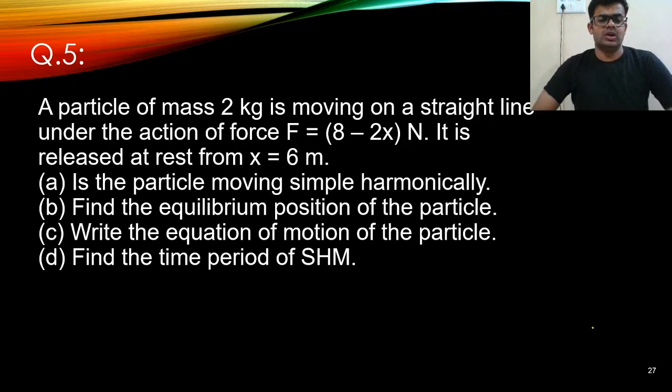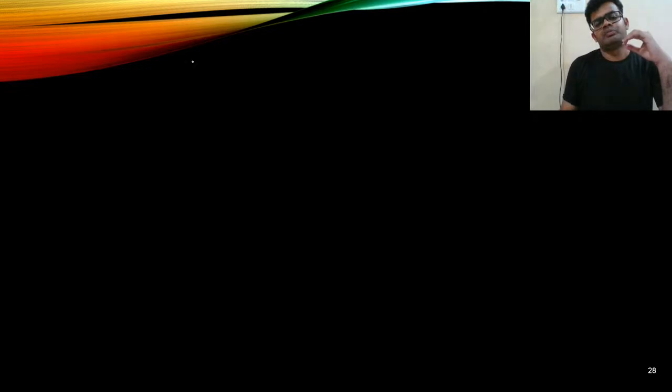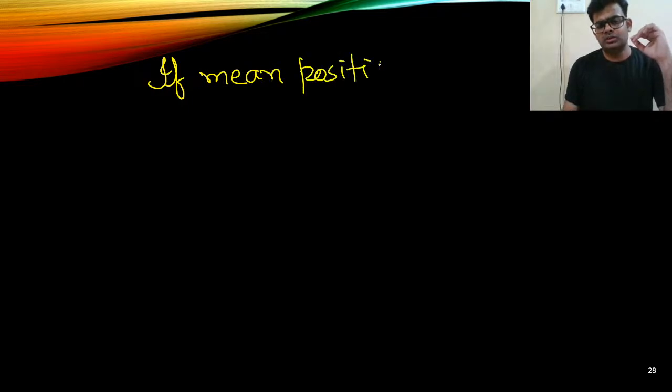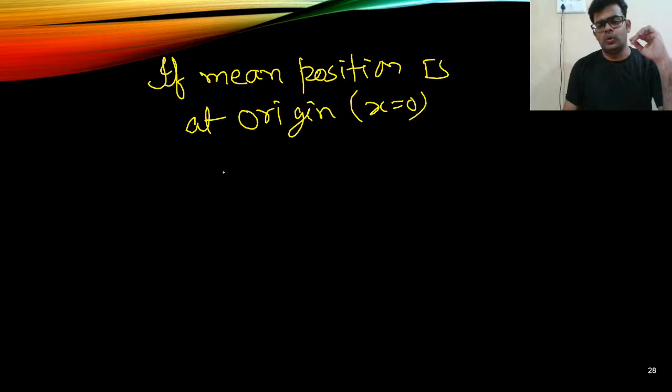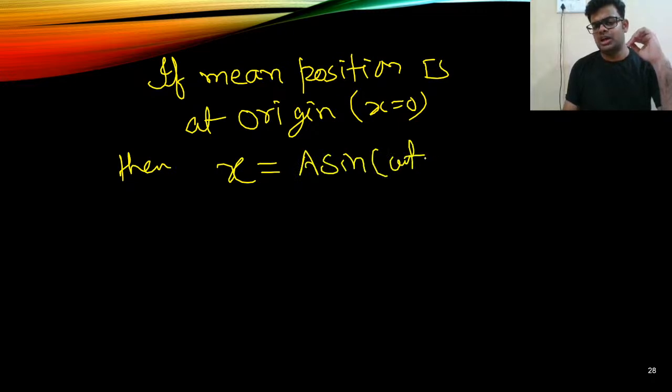Very good question it is. I want to explain one thing, and I want to give you very important information. Listen. If the mean position is at the origin, meaning at x equals 0, then the equation of SHM can be written as x = a sin(ωt + φ). So this will be the general equation of SHM.